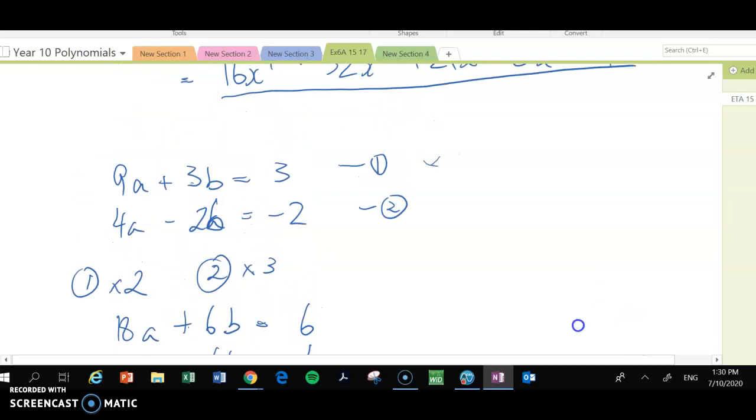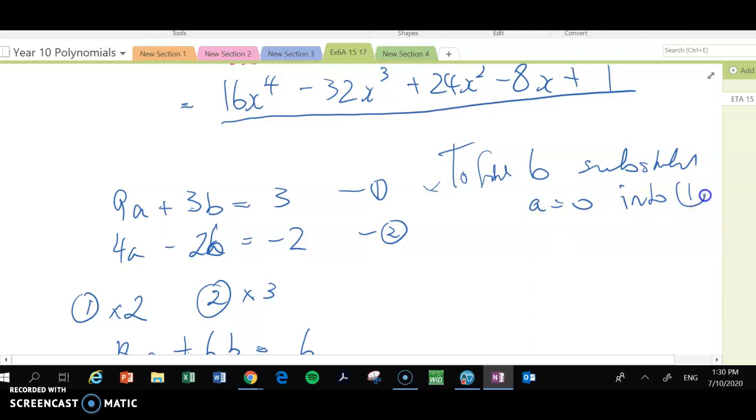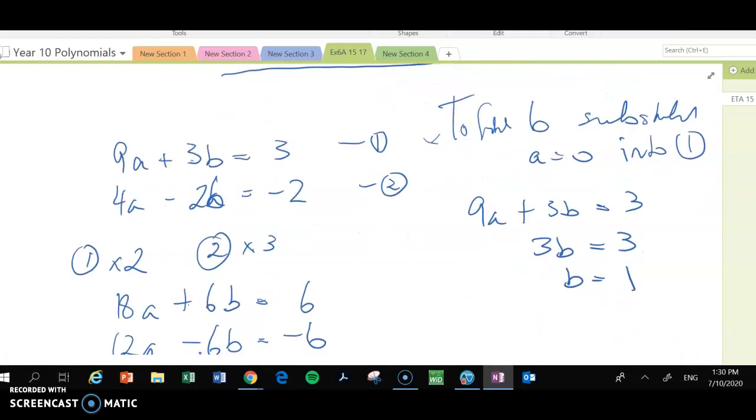And then to find out what b is, to find b, substitute a equal to 0 into either equation. I might probably go into equation 1. So we have 9a plus 3b equals 3. A equals 0, 3b equals 3, so b equals 1. And that's the solution. Cheers.